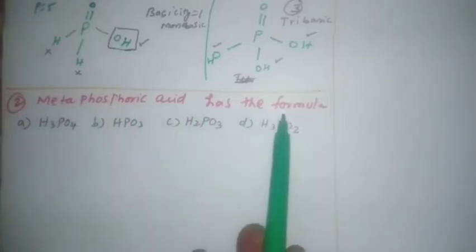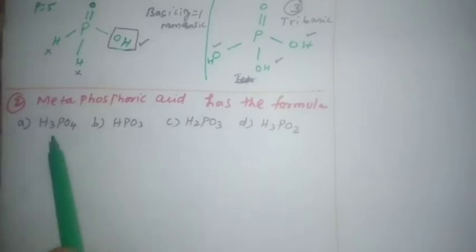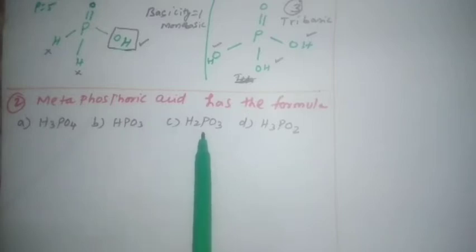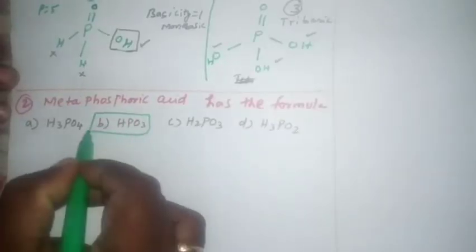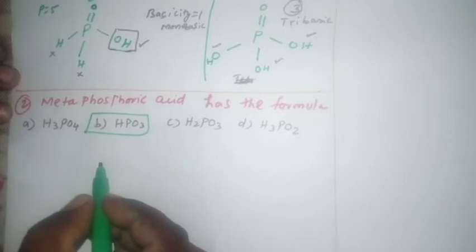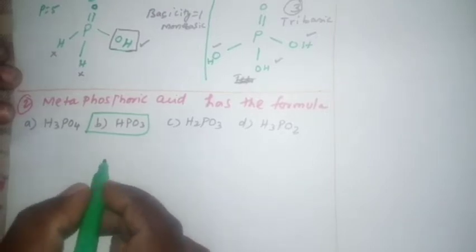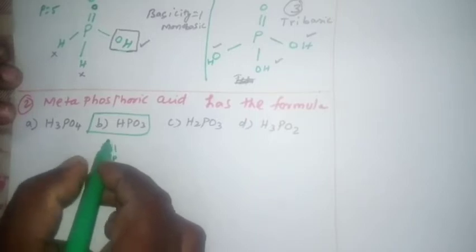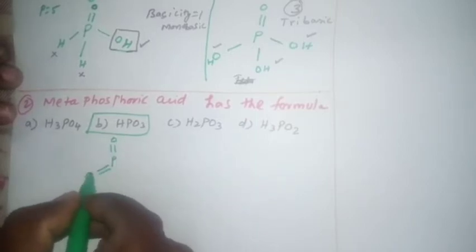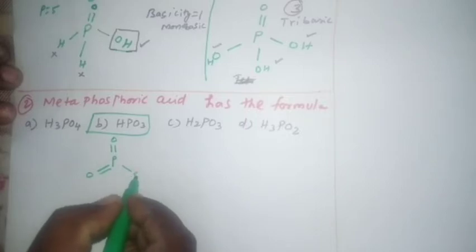Metaphosphoric acid has the formula: option A H3PO4, option B HPO3, option C H2PO3, option D H3PO2. So the answer is, the metaphosphoric acid formula is HPO3. So this is the structure of metaphosphoric acid.